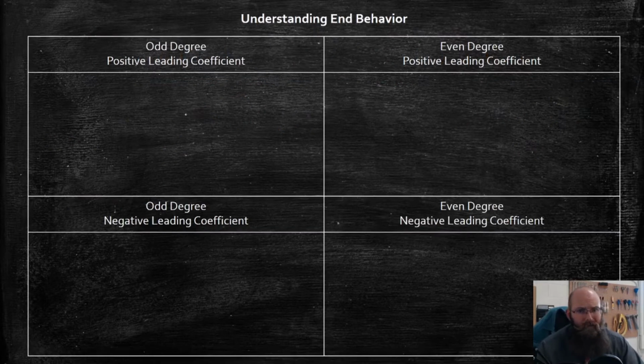Okay, this looks like a table. There's a lot of stuff here. Each of these are going to be a little bit different. So I have an odd degree. So it means an odd exponent on my largest part. So something like x to the 3rd plus x squared plus 3. Okay, something like this would be an example of that. And that's because my largest exponent is an odd number and a positive leading coefficient. So that means the number in front of this x cubed is positive, which in this case it is.